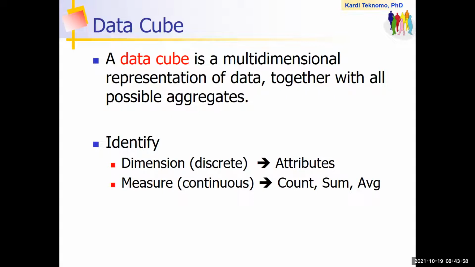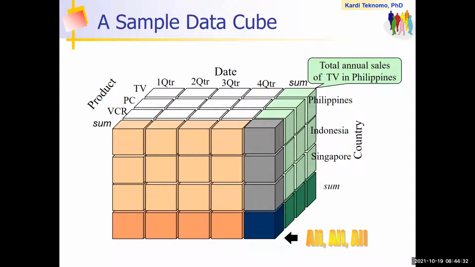What is this? It's like a multi-dimensional representation of data plus the possible aggregation. So what is the aggregation? The measure. In this case, you need to identify two things. First is the dimension, usually discrete. These are the attributes, the factors, the variables. And then second is the measure, usually continuous, for example, the count, the sum, the average. Okay, I will give you an example here.